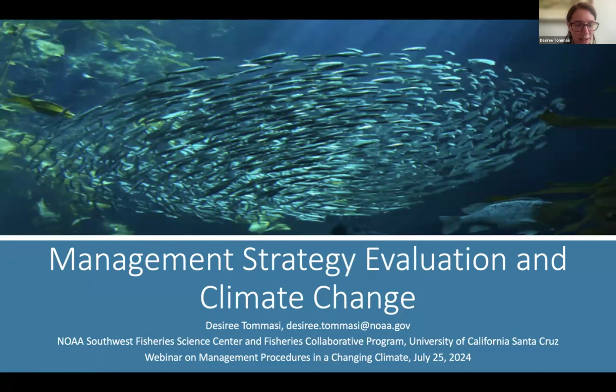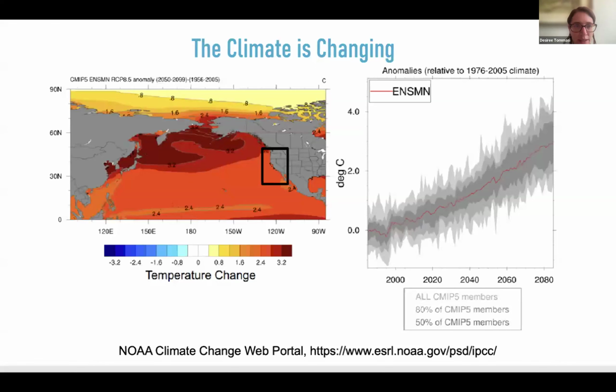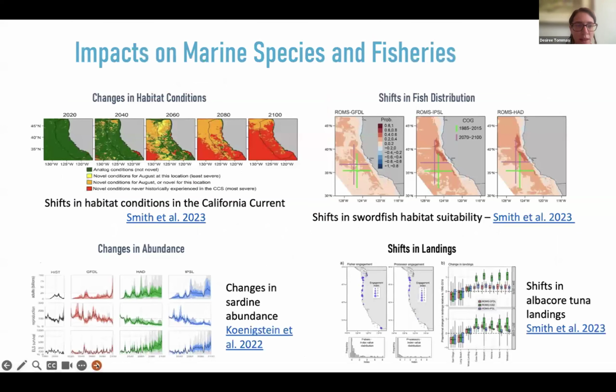So hello everyone, and happy to be here to talk about management strategy evaluation and climate change. As we've heard from the presentations of Patrick and William, we know that climate is changing, and that is going to impact marine species and fisheries that we care about. And we've heard from Patrick that it's going to impact shifts in tuna distribution and tuna abundance, and that's going to lead to changes also in landings.